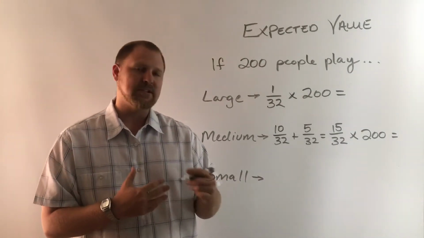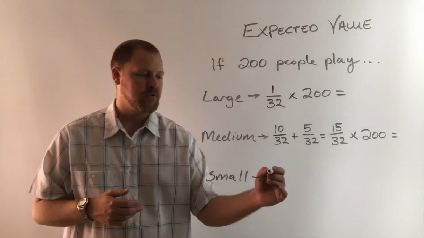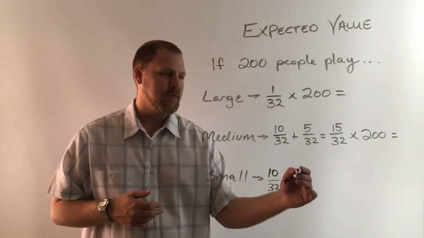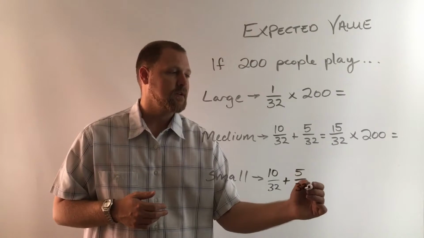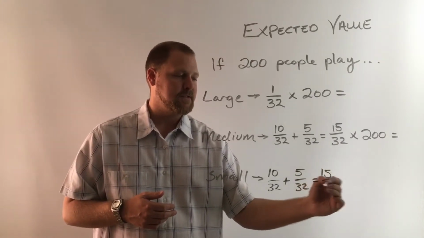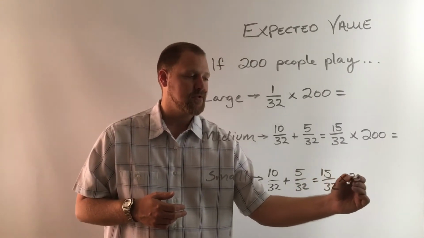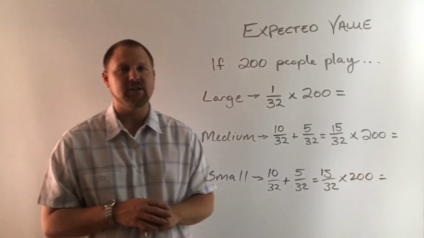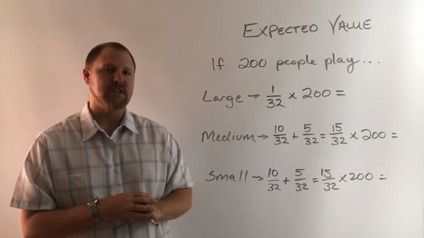And then small is 1 hit or 2 hits. 2 hits was 10 out of 32. 1 hit was 5 out of 32. Again, this looks like 15 out of 32 times 200 will give us the expected value of how many small prizes we need to give away.